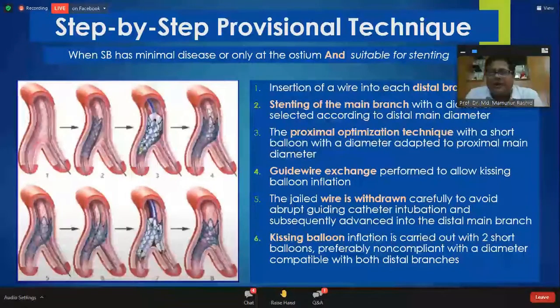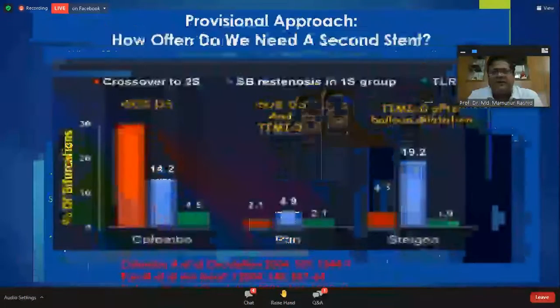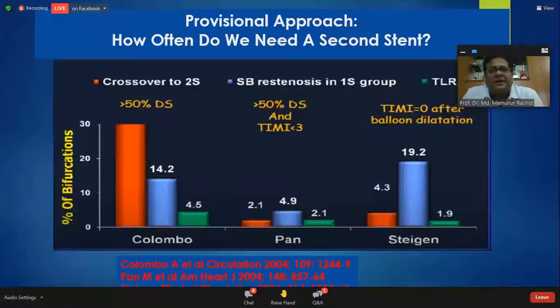Then after deployment of the stent, if needed, rewiring can be done, and the jailed wire is drawn carefully to avoid abrupt guiding catheter intubation, and subsequently advanced into the distal left main basin. Kissing balloon inflation is carried out with two short balloons, preferably non-compliant, with a diameter compatible with both distal branches. How often do you need a second stent?